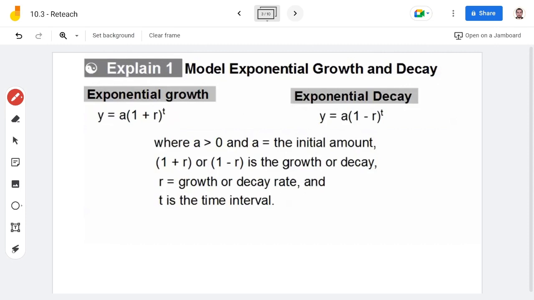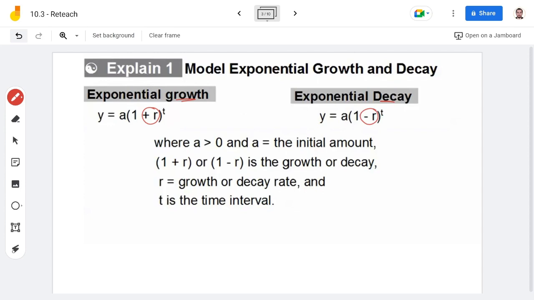We have a formula we can use for the exponential. Growth is y equals a times 1 plus r to the power of t, and decay is y equals a times 1 minus r to the power of t. Now you're asking me, teacher, what's r, what's t? As you can see, the difference between exponential growth and decay is the sign. R here is positive. R here is negative. This will show you when it is the decay and the growth function.